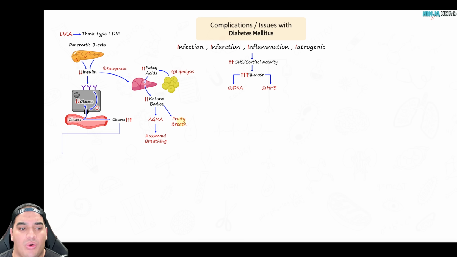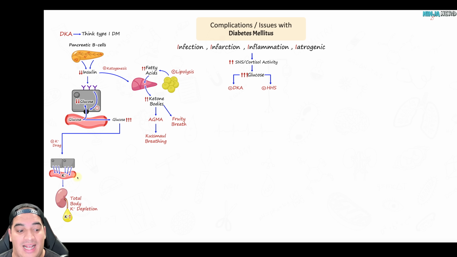Other things that are really important to remember with these patients with DKA that are complications is when you have very, very high glucose, it actually has the capability of pulling potassium out of the cells. And so you can get a really total body potassium depletion. Another thing is that it's going to cause osmotic diuresis. When you have lots of glucose in the bloodstream, it gets filtered into the kidneys. It's going to pull a ton of water with it. And these patients can develop massive polyuria and dehydration.